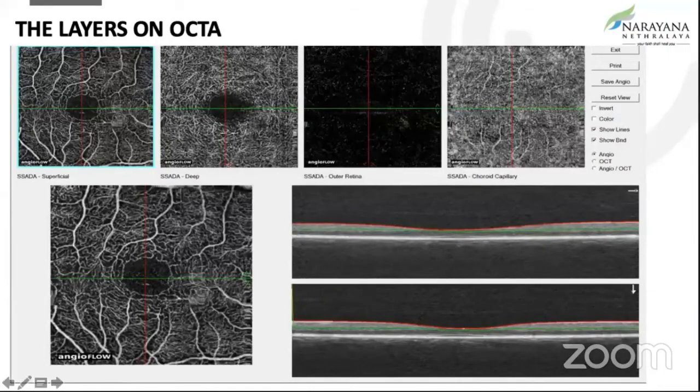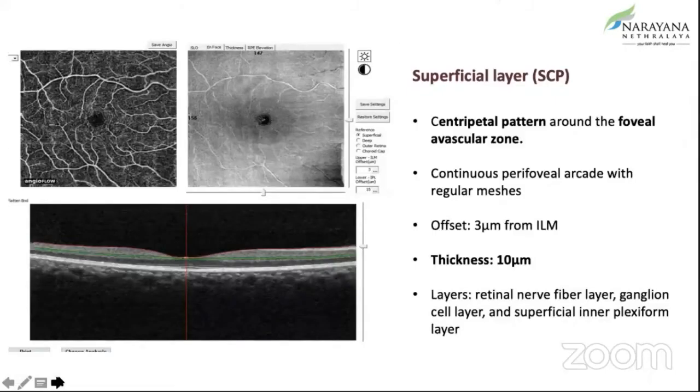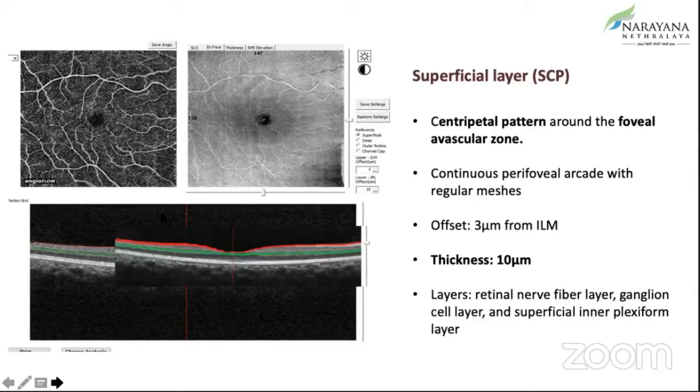Coming to the layers on the OCTA, since Zia has already covered it overall, I'll go a little bit deeper into each one of the different layers. Coming first to the superficial layer, it basically has a centripetal pattern around the FAZ. There is a continuous perifoveal arcade with regular meshes. The thickness is about 10 microns and the offset is 3 microns from the ILM.